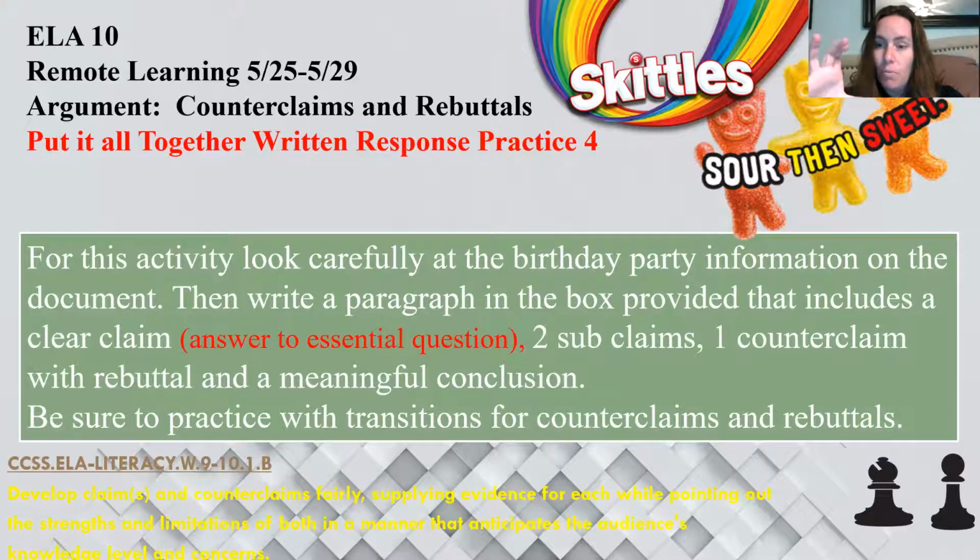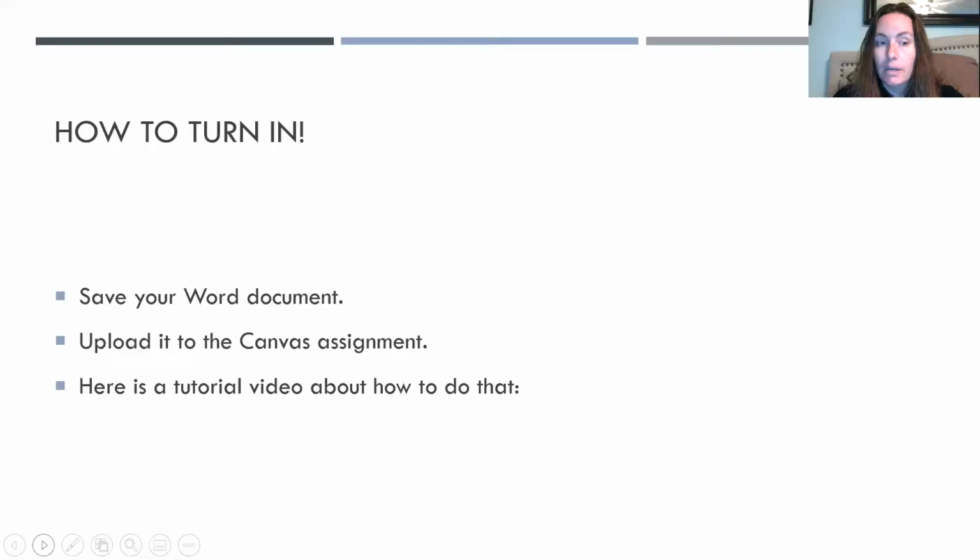If you want to make this all one big paragraph, that's fine. You don't need to feel like you need a multi-paragraph essay on this. We're practicing argument, so you could definitely just have one big paragraph that does all of this together. If you would like more than one counterclaim and rebuttal, go for it. If you want to write separate paragraphs, go for it. I'm just saying as a minimum, this is what you need to have. Be sure to practice with transitions. Go back to those slides about transitions, and that should help you out.